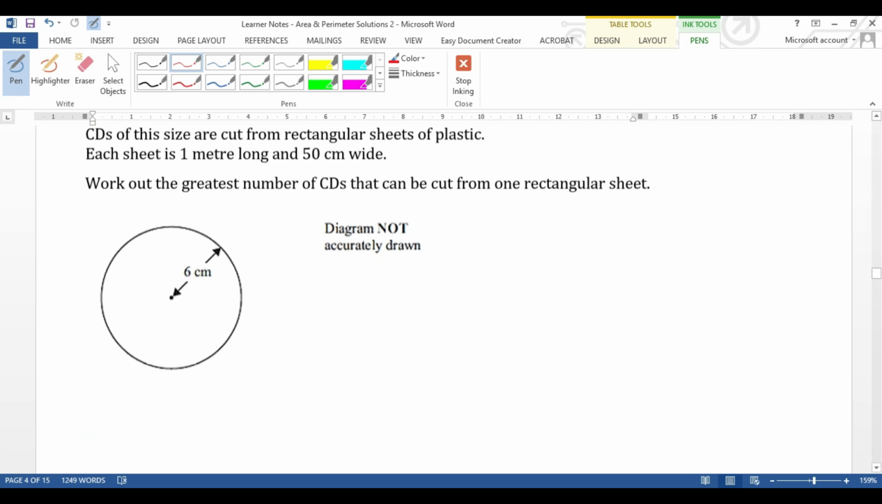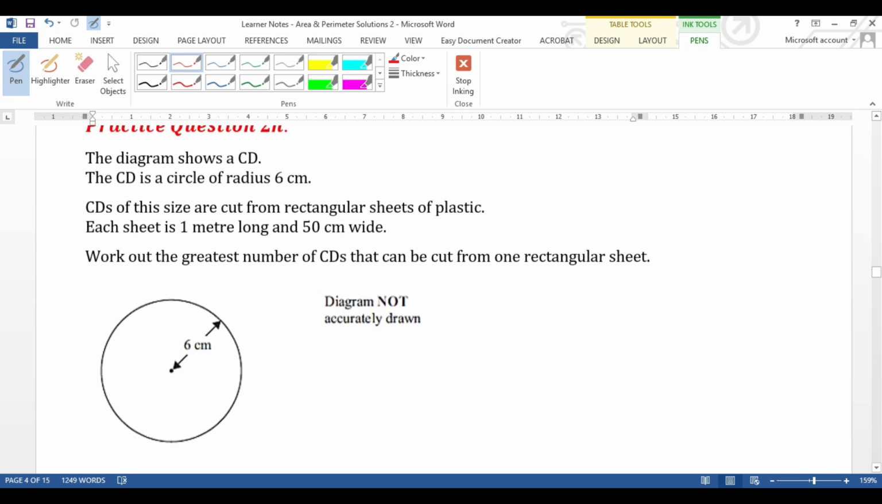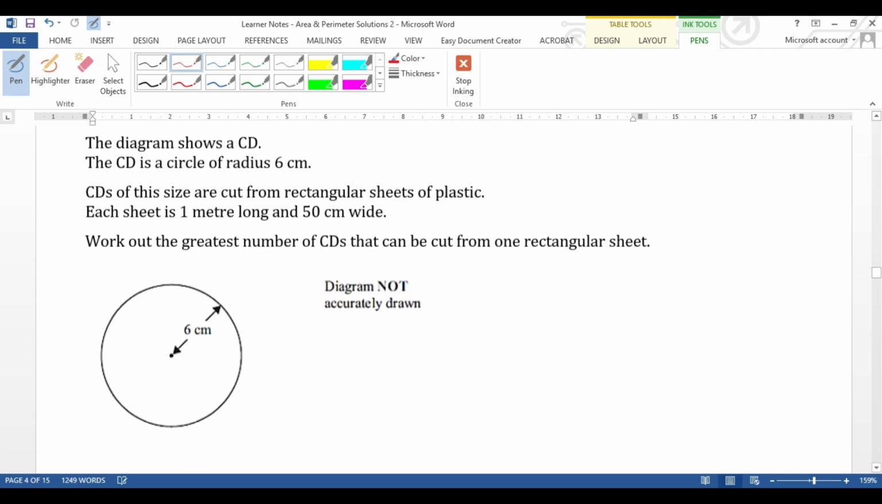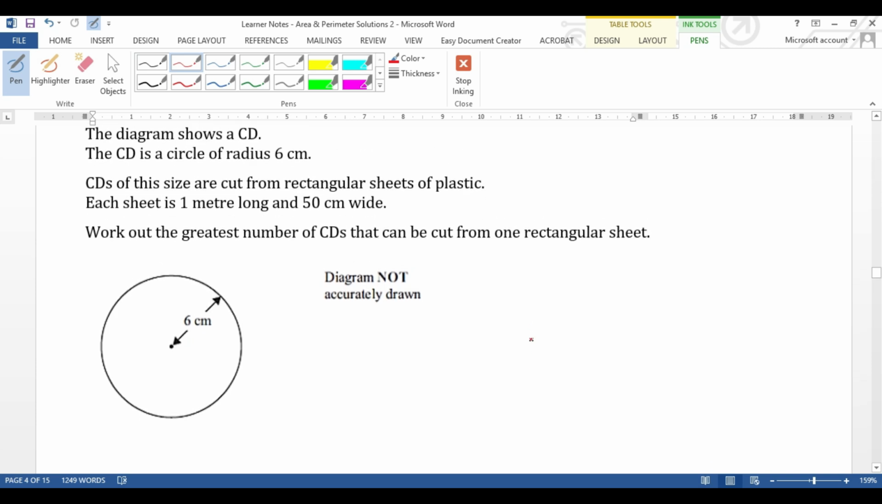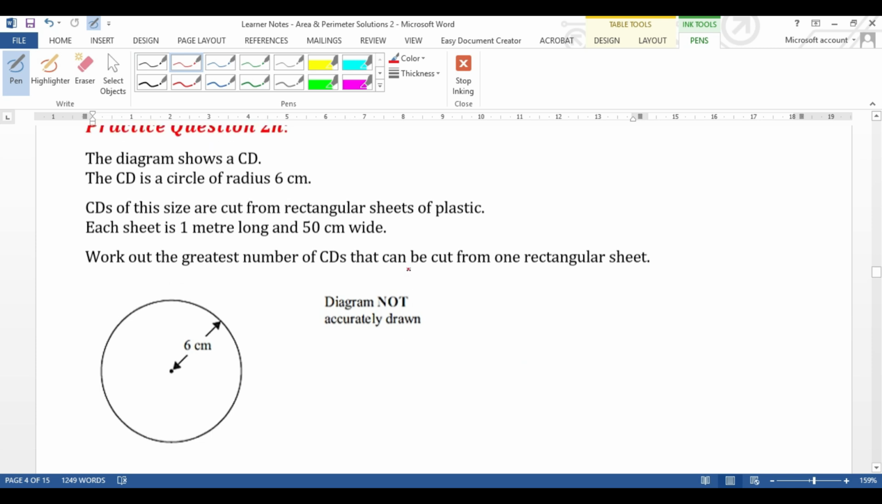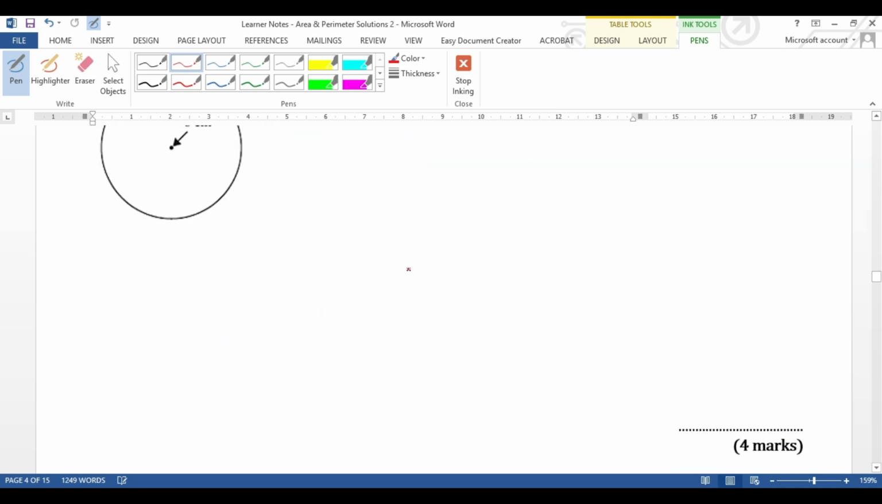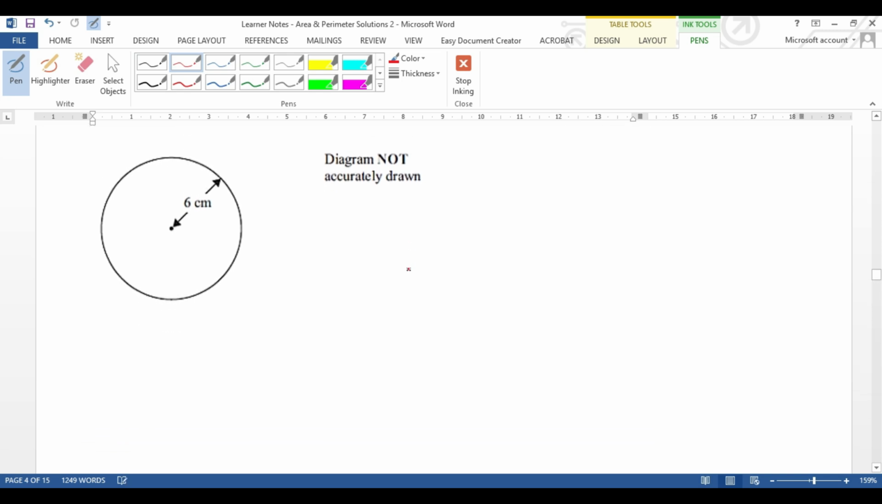So this is an interesting question, let's say. And unfortunately you can't do it the traditional way, where you work out the area, because obviously it's to do with area, how many you can fit, or how many you can cut from one sheet or one rectangle. So in fact, they've not drawn the rectangle. Let me draw the rectangle and show you guys what they're talking about.